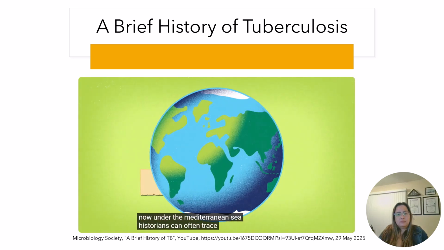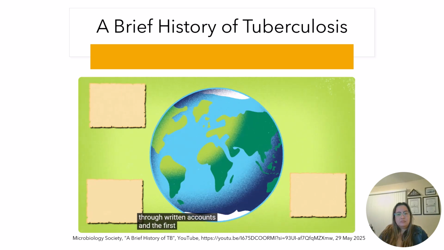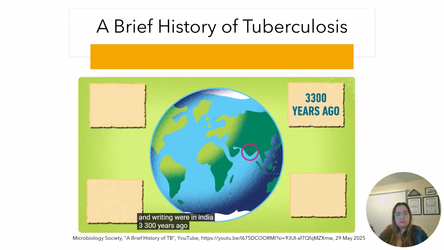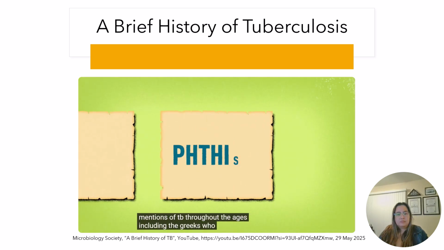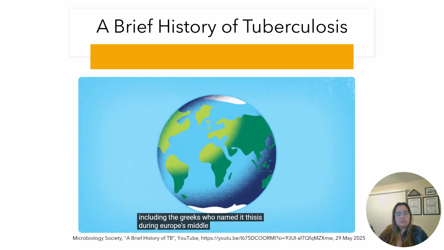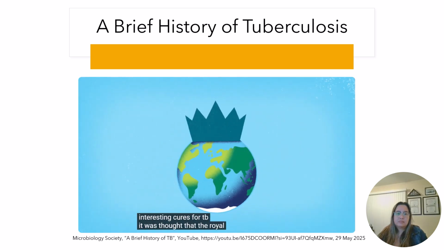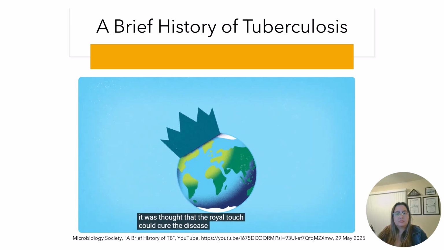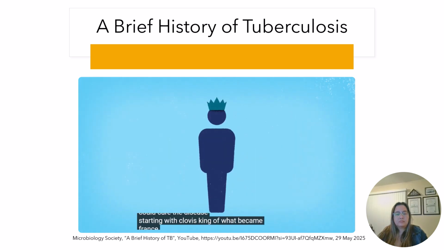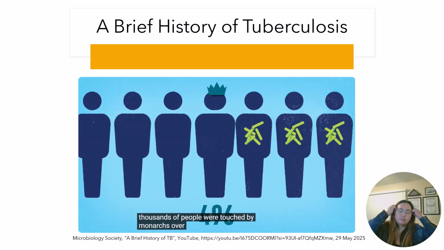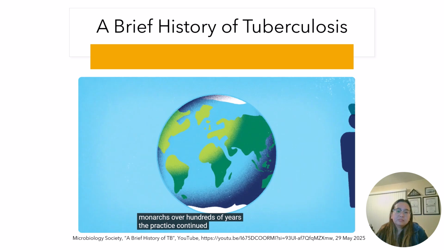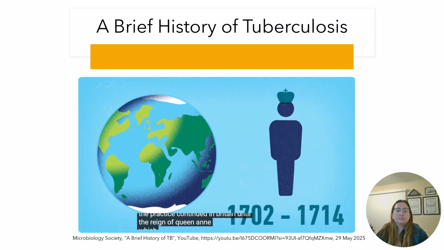Historians can often trace diseases through written accounts, and the first recorded mentions of TB in writing were in India, 3,300 years ago. There were continued mentions of TB throughout the ages, including the Greeks, who named it phthisis. During Europe's Middle Ages, people were trying some rather interesting cures for TB. It was thought that the royal touch could cure the disease. Starting with Clovis, king of what became France, in the year 496, thousands of people were touched by monarchs over hundreds of years. The practice continued in Britain until the reign of Queen Anne, which was when the disease really took a hold.